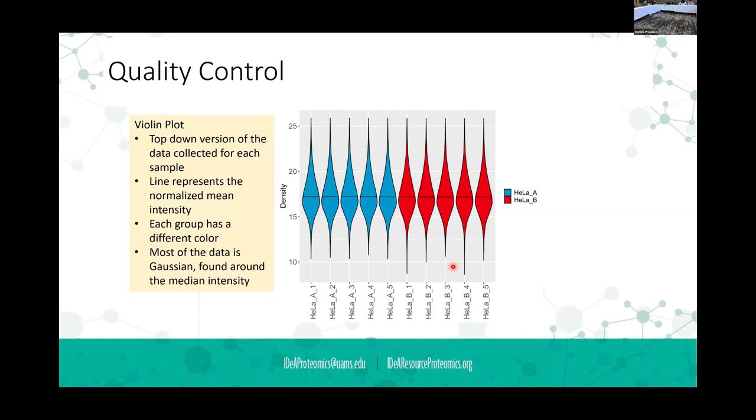That line in the middle represents the normalized mean intensity, with intensity along the y-axis for each of the samples. You'll notice that most of the data is Gaussian, clustered around the midpoint. Then you've got these extremes, a few highly abundant proteins and a few low abundant proteins. You're looking at these tails to see, in one of these samples, like this one here, the tail goes down a little bit farther.